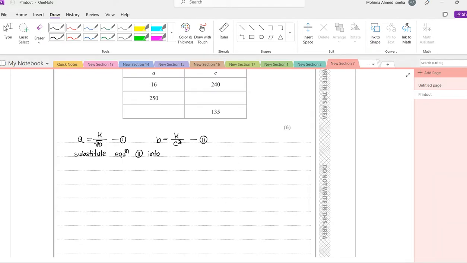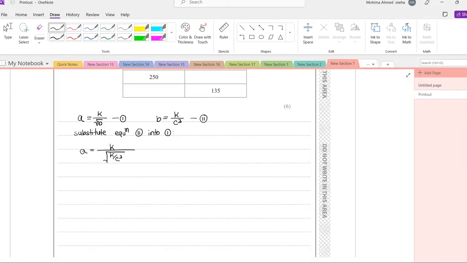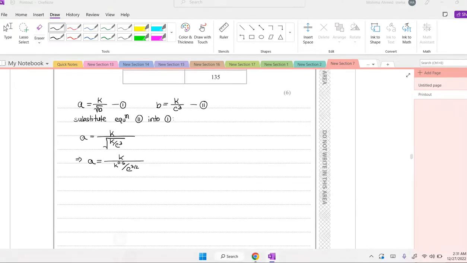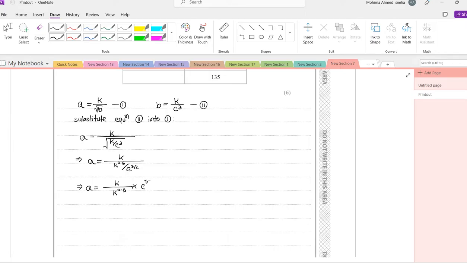Now if you substitute equation 2 into 1, you get a equals to k over the root of k by c cube, the entire thing under a root. If you rearrange it, it will look like a equals to k by k power 0.5 by c power 3 by 2. As the denominator is a fraction, it will obviously be inverted, and finally the thing would look like a equals to k by k half into c power 1.5.